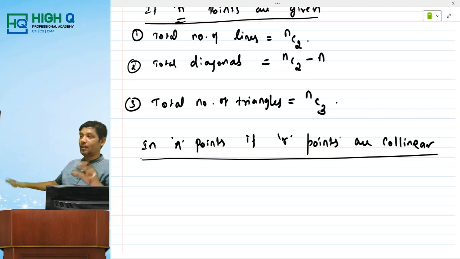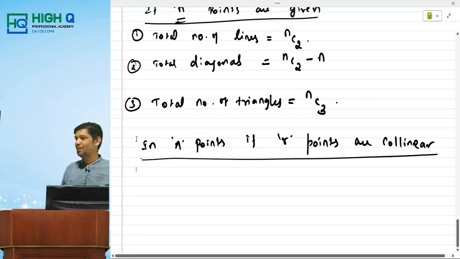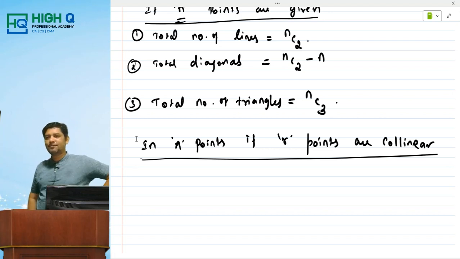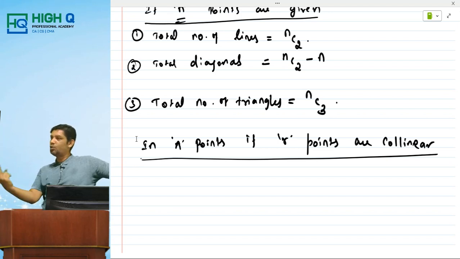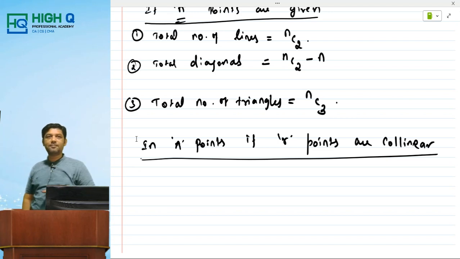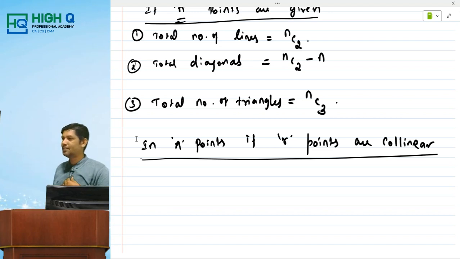Lines are not equal. Lines are equal. First, wait. What is meant by line? Oh, two points is a line. Joining 3 points? Joining 10 points? Then why did you say joining 2 points is called a line? That is not the definition. Line is not that.